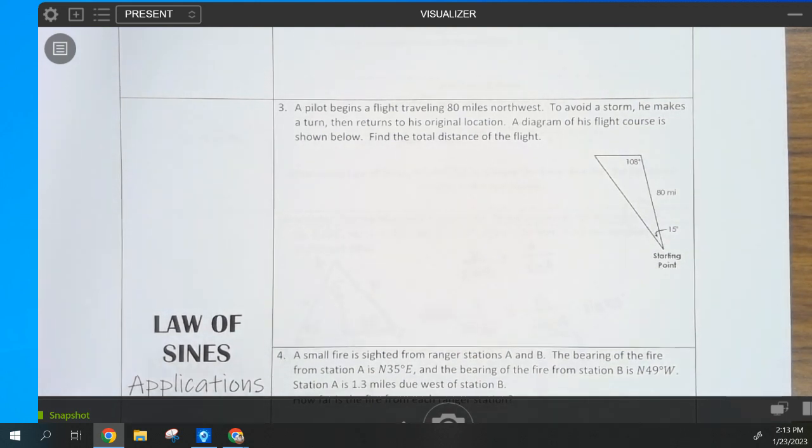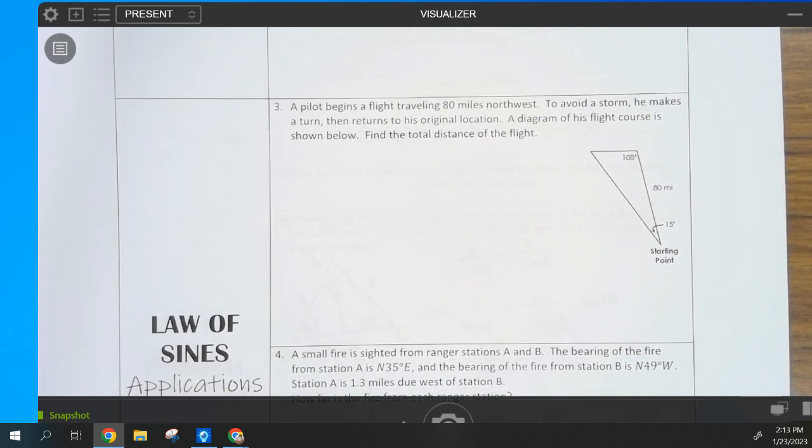All right, so we've seen that we can use the law of sines anytime we have an angle opposite side relationship in a non-right triangle. So today we're going to look at some applications and see how we can use the law of sines to solve for missing side lengths or angle measures, depending on what the question is asking you to find.